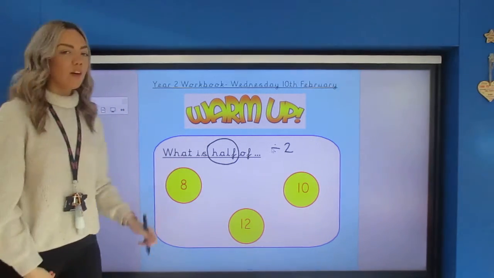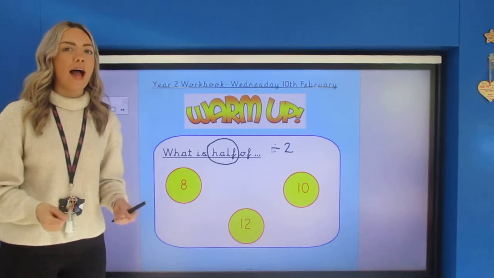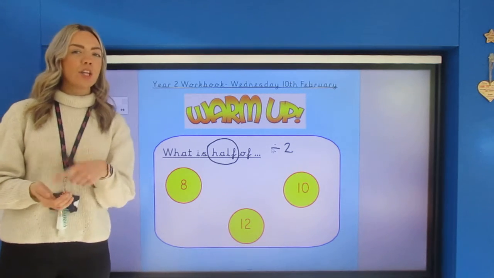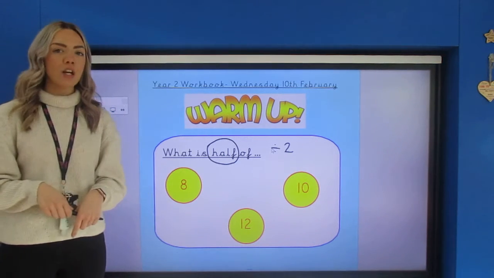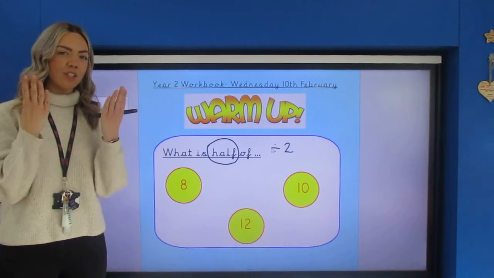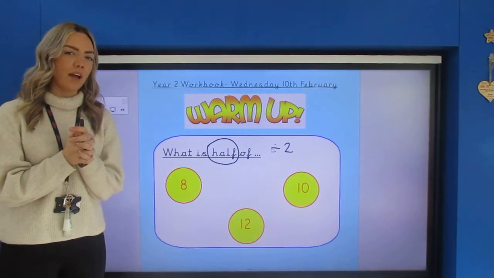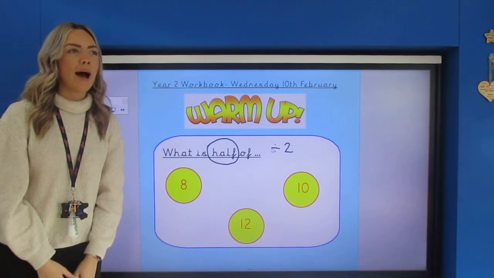So to find half of 8, now remember some of the smaller numbers we get to do in our heads, and the more we practice, the easier it is. So I would like to know what method you used. Did you manage to do this in your head, or did you share it with counters, or did you get your fingers and split them into 2 equal groups? What did you do this morning to find half of 8? Let me know.